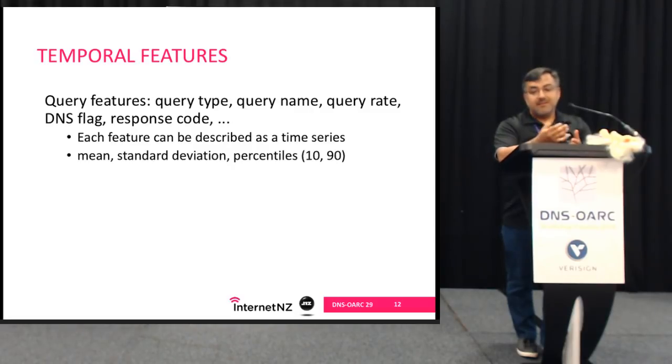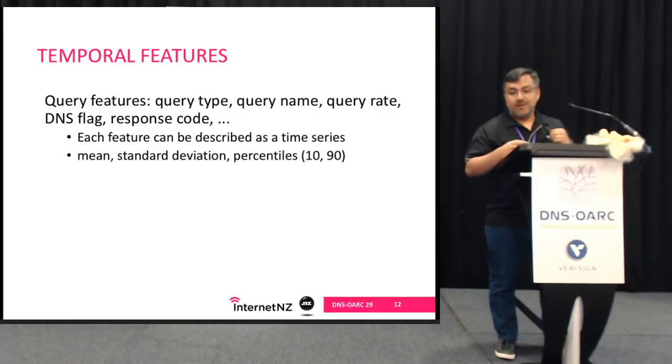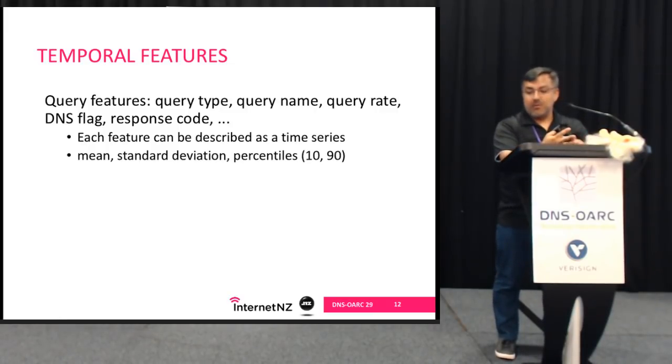We then added temporal features that are associated with time: query types, query names and query rates, described as a time series. So we calculate the mean, the standard deviation, and the percentiles for those. There are more than a few; the list is not extensive.